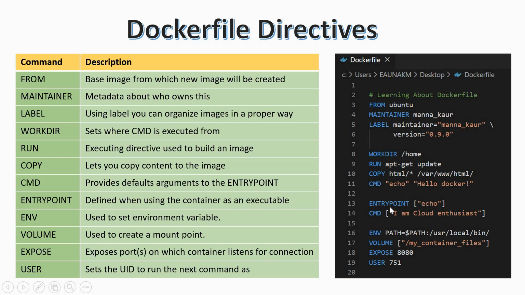So entry point is a command that will always be executed when the container starts. So this CMD would be fed into the entry point echo, and hence when we run our image, I am cloud enthusiast would be printed out as an output.